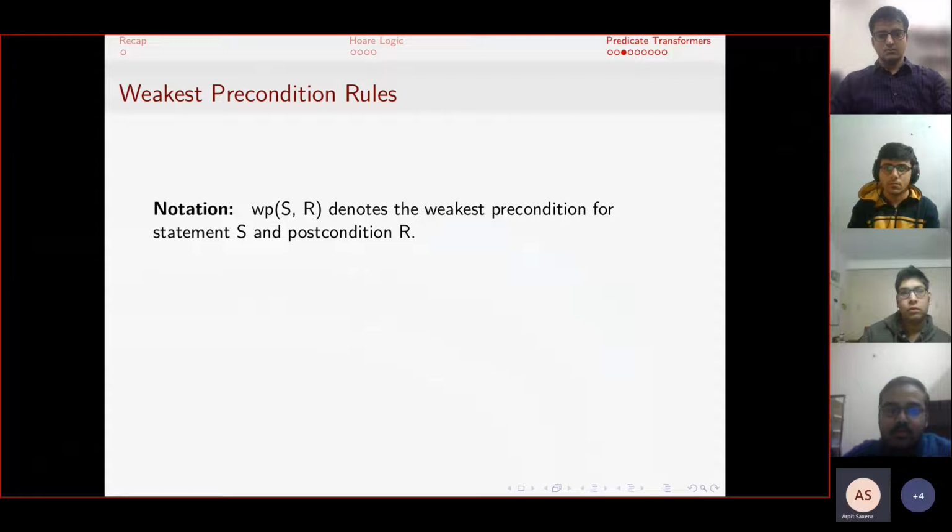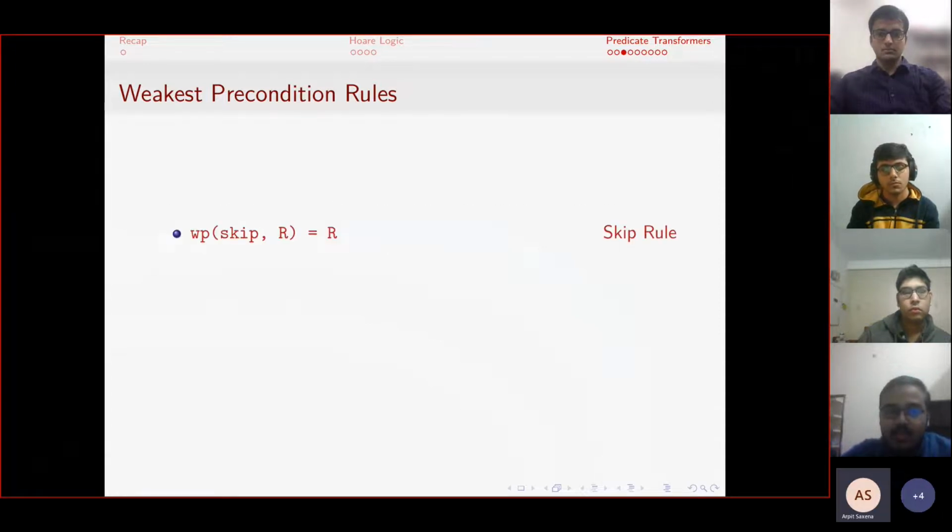For the rules, we'll use the notation WP S, R, which denotes the weakest precondition for statement S and a postcondition R. The first rule is that WP skip, R is R. Skip is a no-op, so the weakest precondition across a no-op is the same as the postcondition.